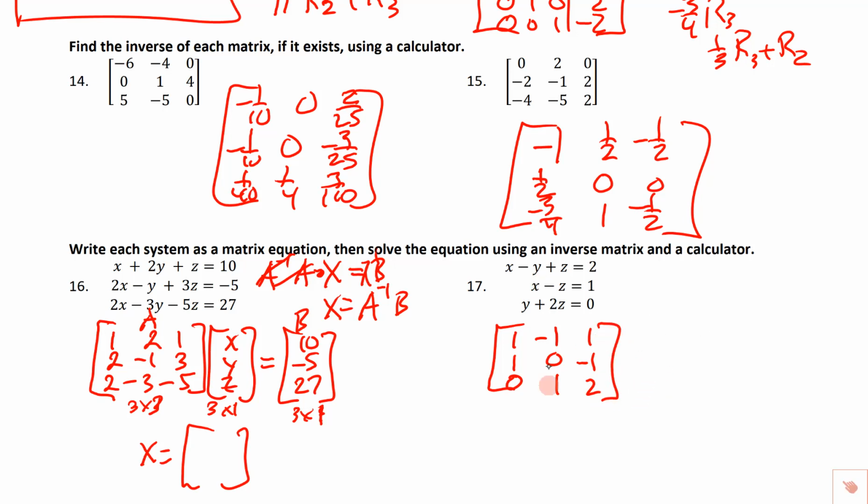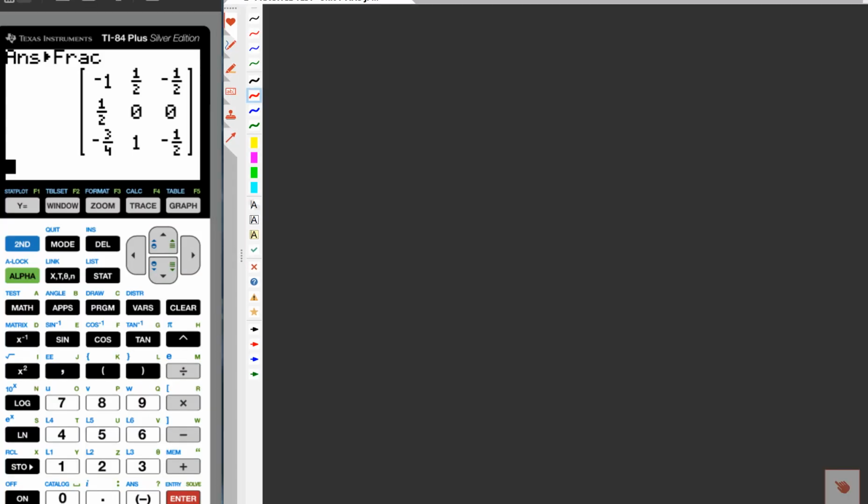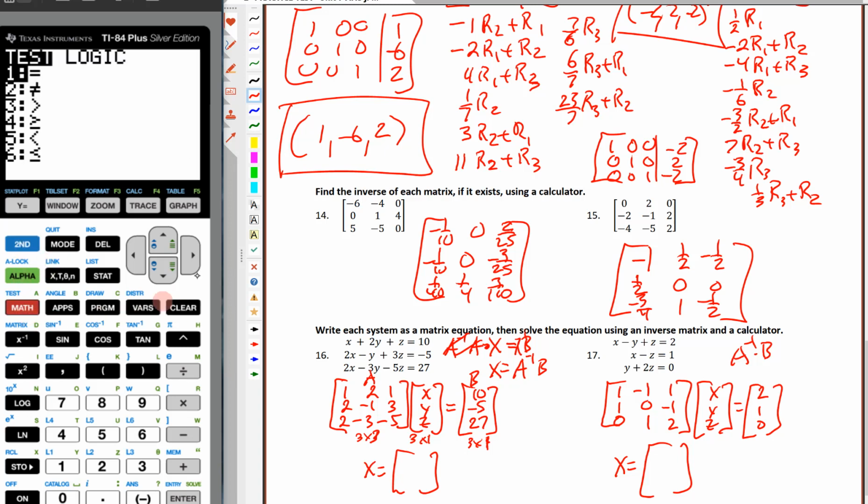Okay, so that's the coefficient matrix, and then x, y, and z here, and that would equal our column matrix of 2, 1, and 0. Okay, so x is going to be equal to whatever our calculator spits out for A inverse times B, and then we're just going to write down the answer. So let's go ahead and throw this in the calculator and see what we end up with. I'm going to hit second quit, clear this off, matrix, and we're going to edit number 1. That's going to be a 3 by 3.